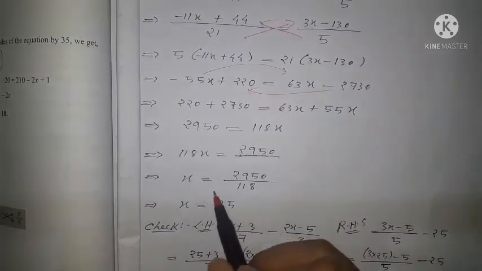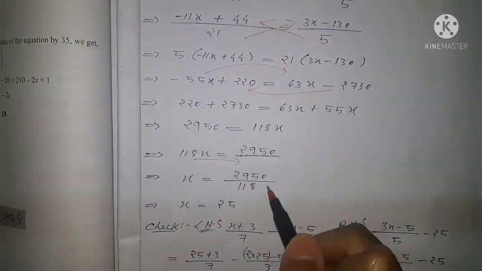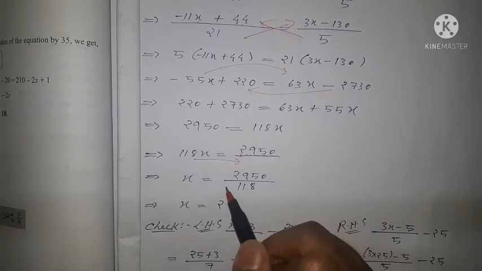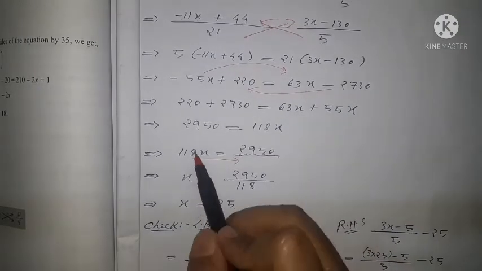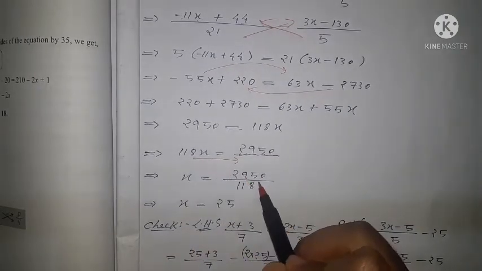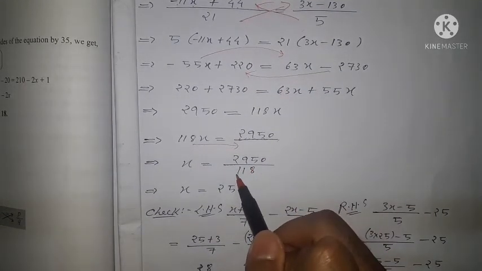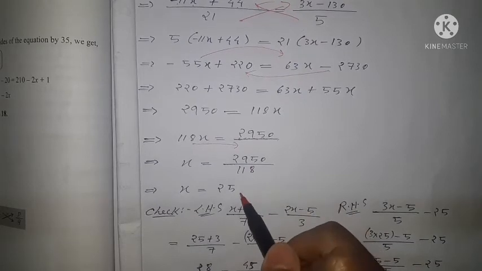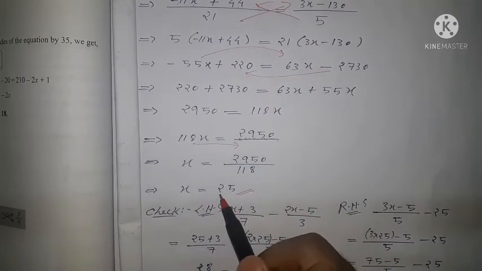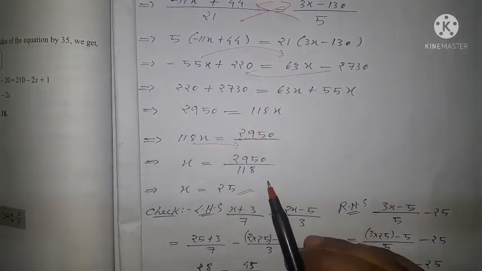So therefore the value of x, this 118 comes down, since here it is multiplied, so when it comes to the other side, it becomes divide, so it comes down. So when we divide 2950 by 118, the value is 25. So this is the value of x. That means this is the solution of the given equation.